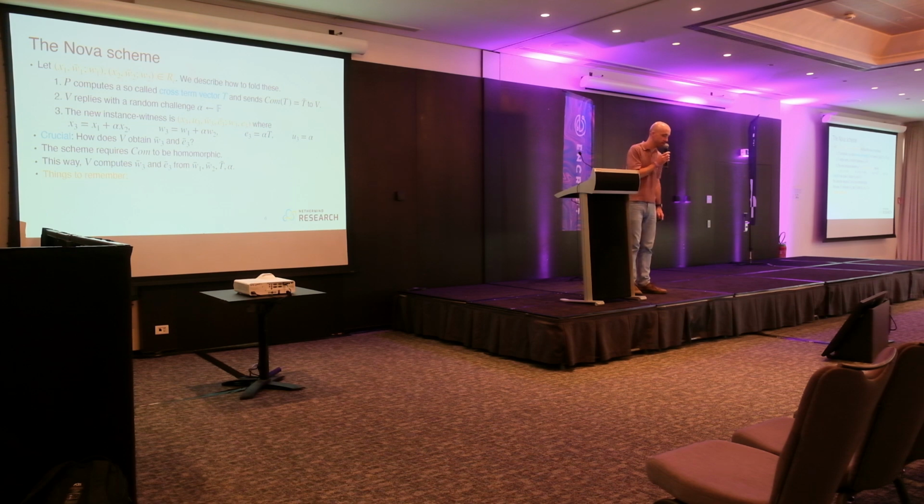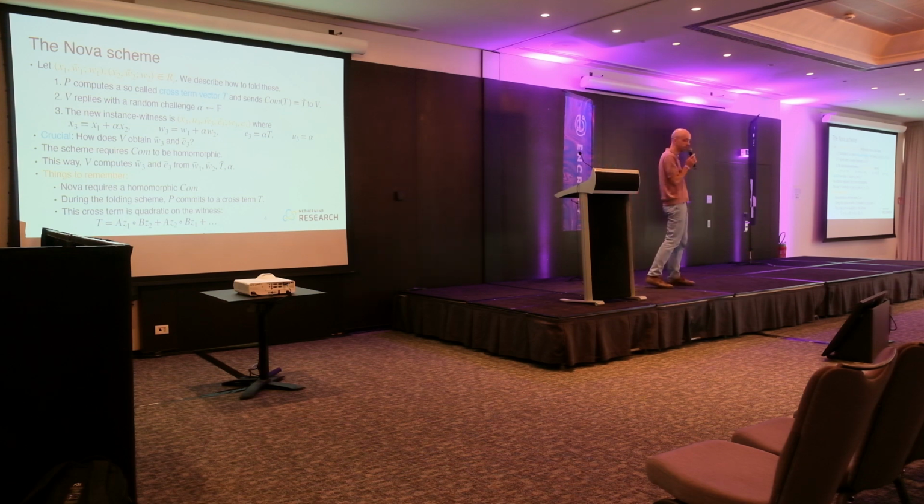If you're not familiar with NOVA, what you should remember is that NOVA requires a homomorphic commitment scheme, and that during the folding scheme, the prover commits to a so-called cross term. And it's also important to remember that this cross term is quadratic in the witness. So this is the expression for the cross term. There are these quadratic terms, and some extra terms which are linear, but it doesn't really matter what it is, it's just a quadratic expression of the witness.